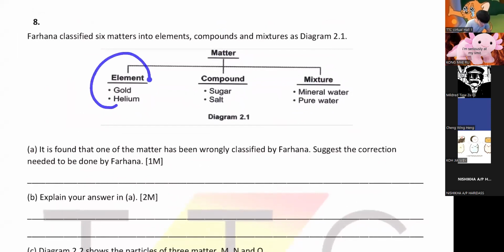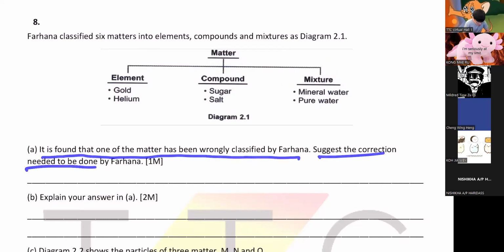Right, so you have element, compound, and mixture here. Element is one type. Compound is 2 types, but combined chemically. Mixture is when they just mix physically. All right, it is found that one of the matters has been wrongly classified by Farhana. Suggest the correction needed. So which is wrong here? Did Farhana classify something wrong here?